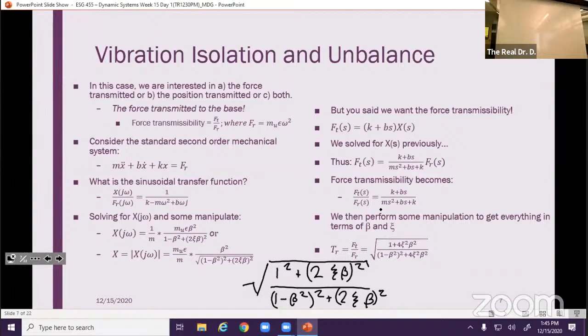Okay. Do we have any questions on rotating unbalance? First thing I would say is if somebody approaches you and asks you if you would like some rotating unbalance, you politely decline. That's what I would say.